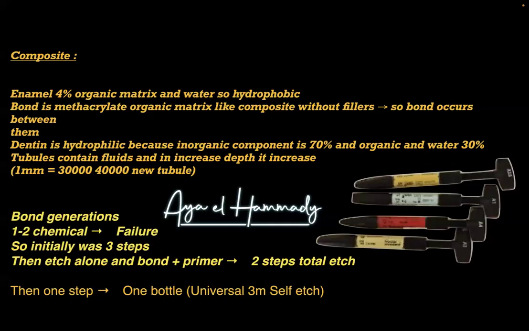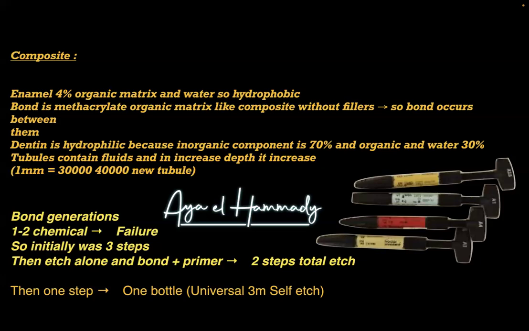We have a lot of bond generations. We have the chemical one, but it led to a huge failure. Then we have to etch, then bond, then apply the composite material. This is 2 steps. And we have the 1 step, with one bottle where etch and bond are together, then applying the composite material. But what is better? According to evidence, the 2 steps is better than the 1 step.